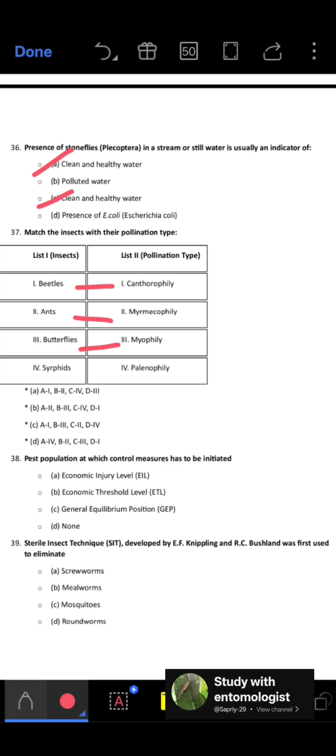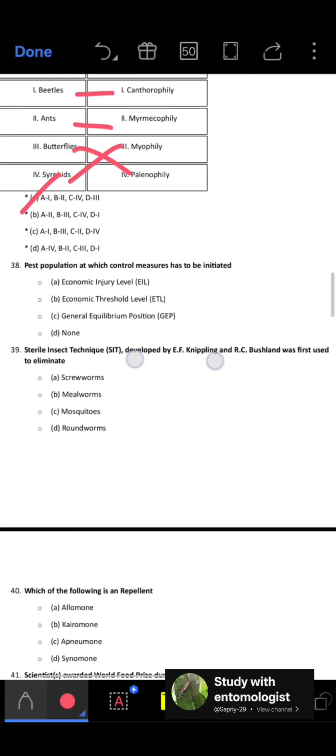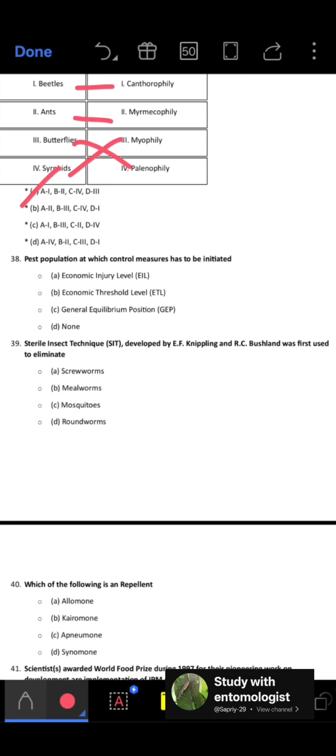Through butterflies, it is known as Palinophily, and through diptera, the pollination is known as Myophily. So in that manner the answer will be A. Next is pest population in which control measure has to be initiated, that is ETL.